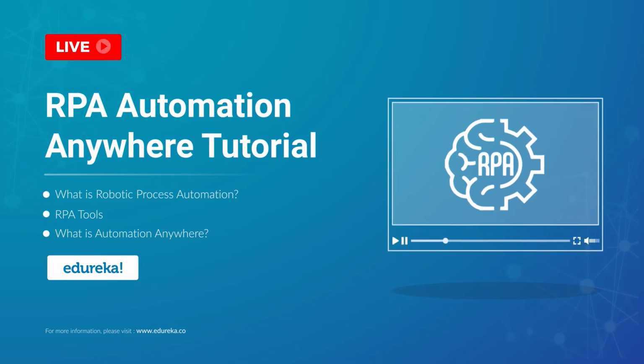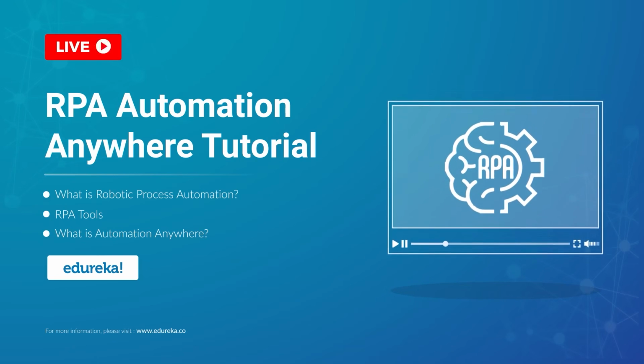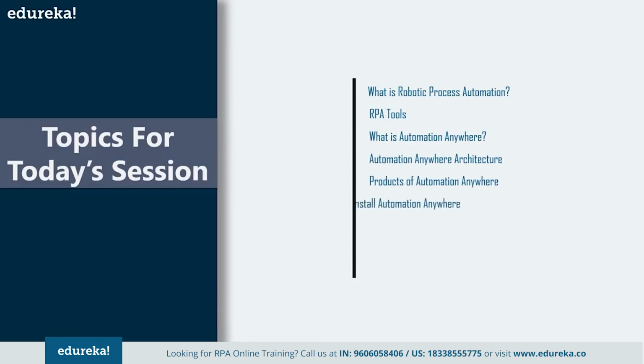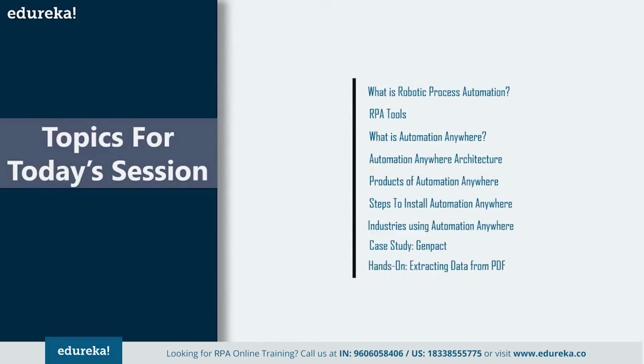Without wasting any further time, let's look into the topics for today's session. We'll start by understanding what robotic process automation is, and then I'll tell you the top RPA tools. Once you understand them, we'll discuss Automation Anywhere, since this session is about Automation Anywhere, and then I'll tell you about Automation Anywhere's architecture and products. Once you understand how to install Automation Anywhere, I'm going to tell you what industries use it, and finally I'll end this session by showing you how a company benefited by using Automation Anywhere, and then a hands-on in which we're going to extract data from PDFs and store it in an Excel file, right?